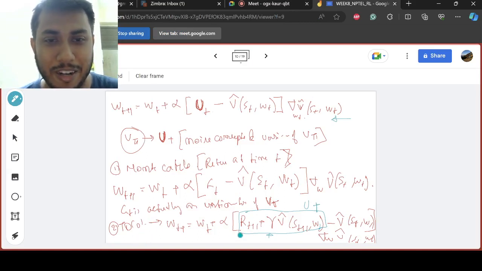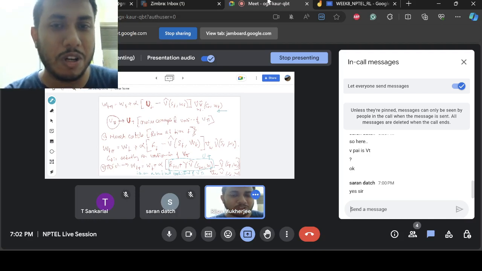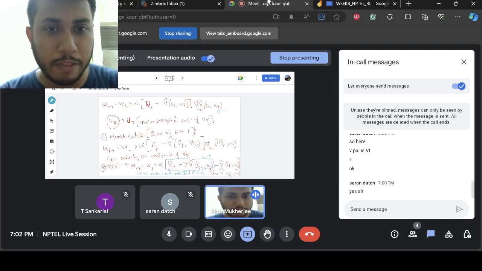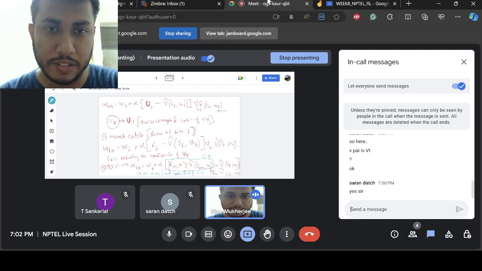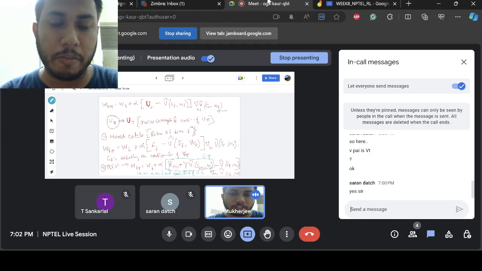V pi. This is not an unbiased estimate of V pi. What you are trying to do is use the previous value to get the one step look ahead return, right? So this U_t depends on your V hat(S_{t+1}, W_t). When you apply the partial differentiation operator, like gradient descent, this part will not come down to zero, rather it will have some value because you have the V hat portion. So this is not an unbiased estimate of V pi.